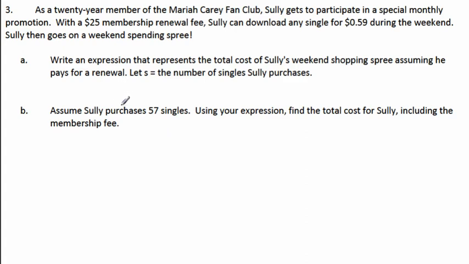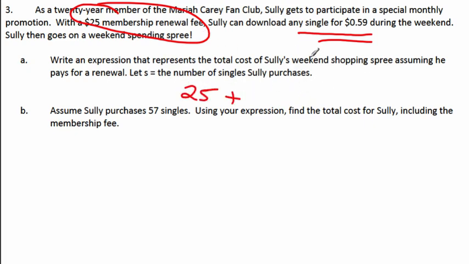Here we go. Number 3, this is about practicing writing your expressions. Most of these start with an initial value, which is the membership fee, $25. And you can download any single Mariah Carey here, 59 cents, during the weekend. It says write an expression that represents the total cost. Total cost would be 25 plus each song that he downloads. So 59 times each song, each single. There you go, that's the expression. Assume Sully purchases 57 singles. You're going to plug that right into the S and you can solve that problem.